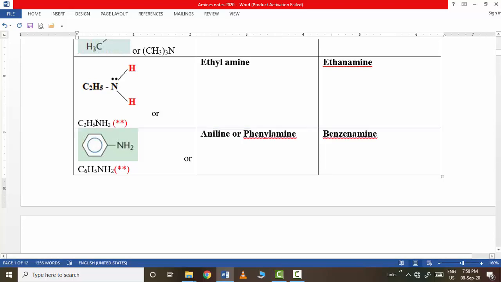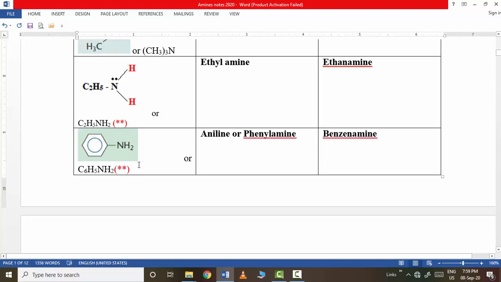So this is also the structure of the ethylamine. Common name is ethylamine. IUPAC name is ethanamine. So remember the IUPAC name of ethylamine. Remember the IUPAC name of methylamine. Very important. Also, the last one is your aromatic amine.